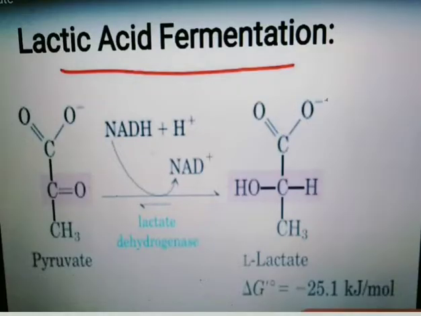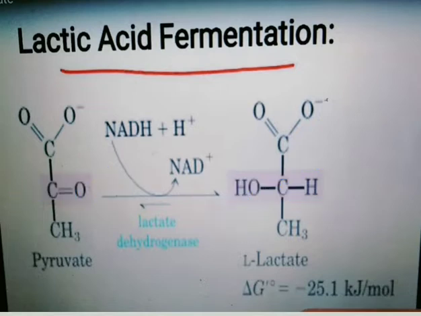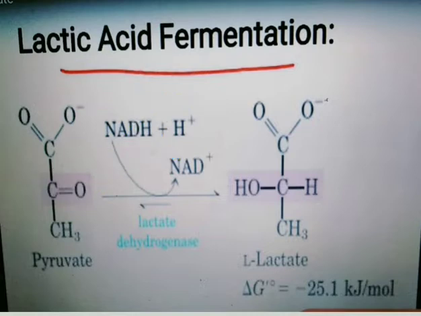Here we can see the structures of pyruvate, where NADH is converted into NAD, the lactate dehydrogenase enzyme is present, and the structure of lactate. There is the addition of hydrogen: the double bond is broken, and one hydrogen is added to the oxygen and one to the carbon. So it is also known as a reduction reaction, because these two hydrogens are used, one on the oxygen and one on the carbon. So the double bond is broken and it is converted into lactate.